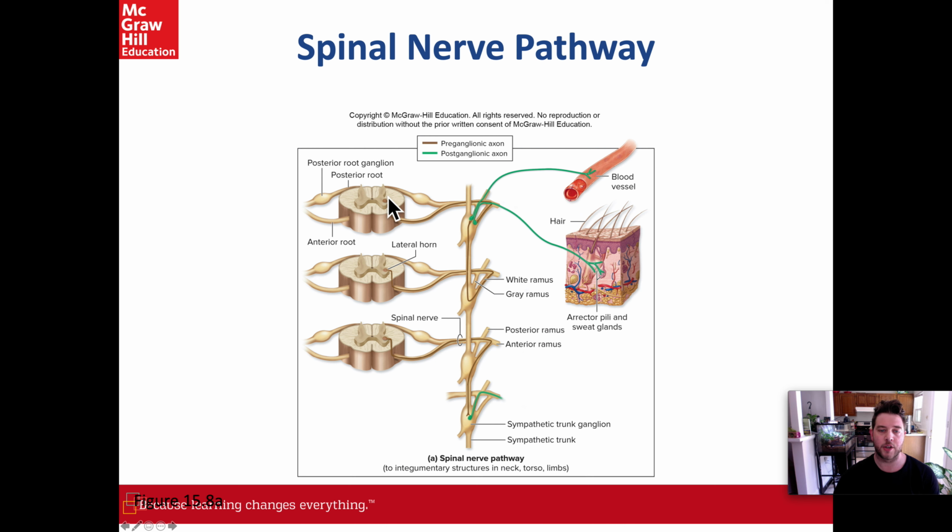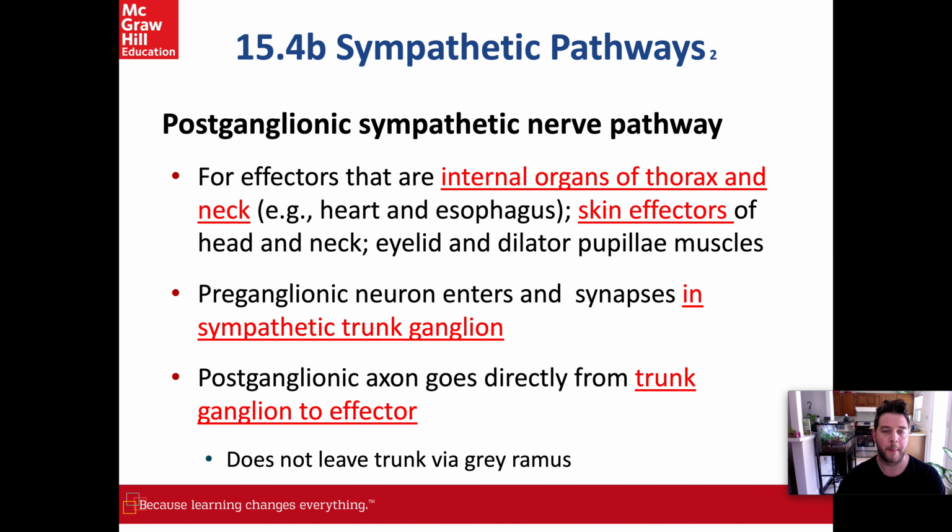So you can see that it goes out through this anterior horn, it goes into the ganglionic trunk, and then it synapses to go to its effector. Kind of a very standard pathway of what you would have expected considering what we've talked about. That's how it would go. It's not the only way that it can go though.